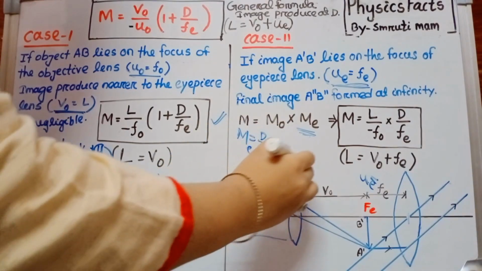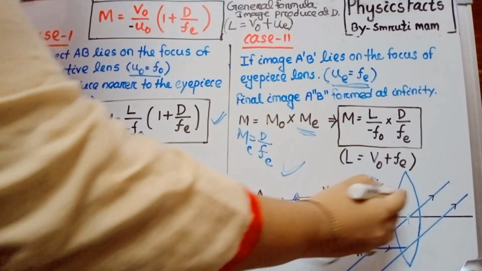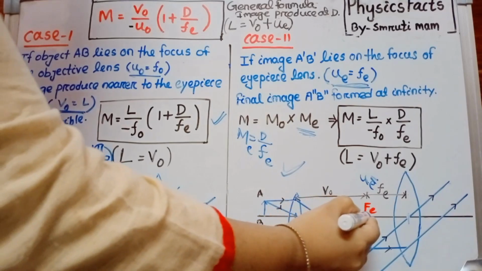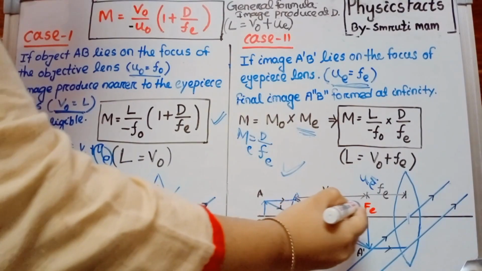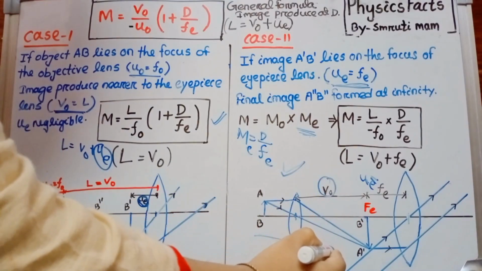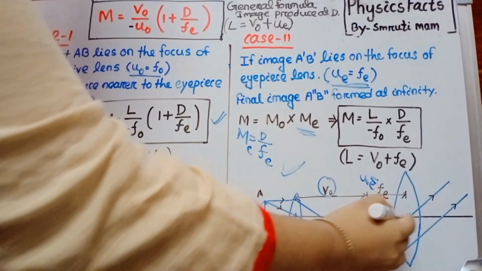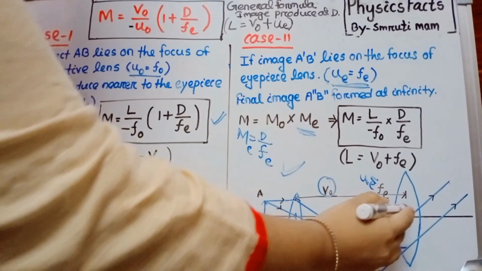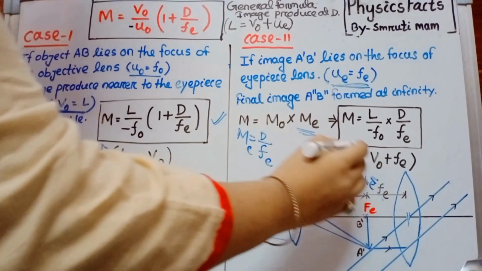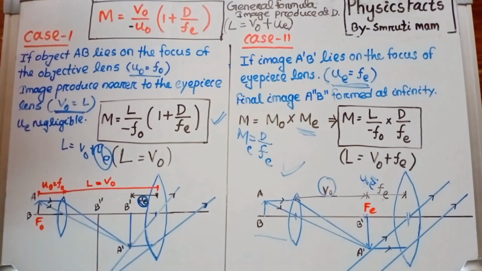So in this condition, what is the length of the microscope tube? That is from the optical center to A prime B prime. This one is the image distance for the objective lens, VO, and this one is the object distance for the eyepiece lens, UE, and UE equals FE. So the length of the microscope tube L equals VO plus FE.